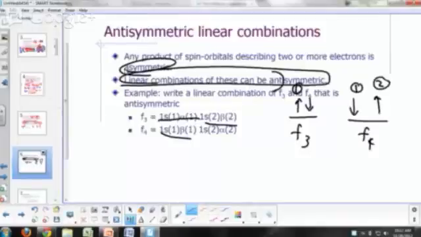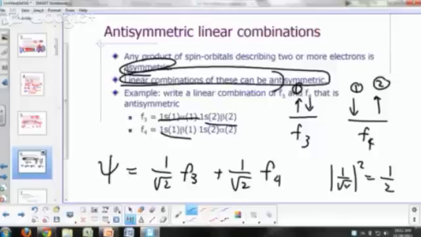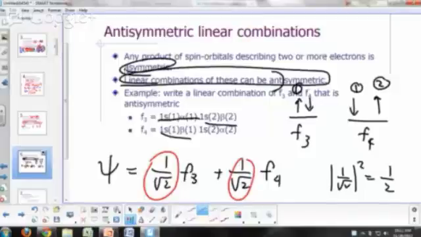So if you want a 50-50 chance that it's either F3 or F4, what would you do? You can write your psi as 1 over square root of 2 F3 plus 1 over square root of 2 F4. Remember the square of the coefficients gives you the probability. In this case, 1 over square root of 2 squared would be 1/2. The square of this is 1/2, the square of that is 1/2. So there's a 50% chance your system is described by F3, and a 50% chance it's described by F4. So that might be an acceptable linear combination.